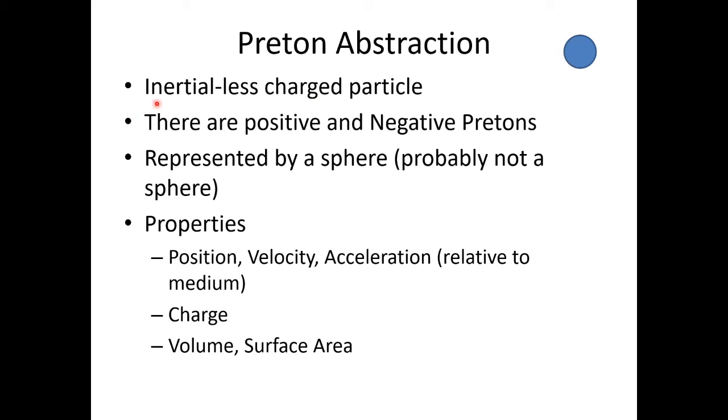And it's an inertialess charged particle. Well, what's charged? We're going to discuss that in a moment. And then there are positive and negative pretons. And the properties of the pretons that we're going to consider are the position, velocity, and acceleration relative to the medium, its charge, its volume, and surface area, and a radius, of course. We're going to still use the spherical model until the spherical model no longer gives us good answers, or unless we can find something better.